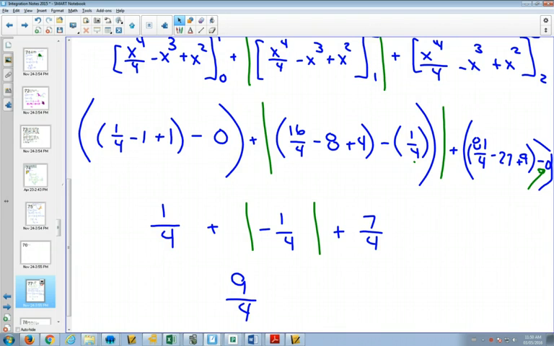So getting a common denominator and working through all of that, you'll get 9 over 4.